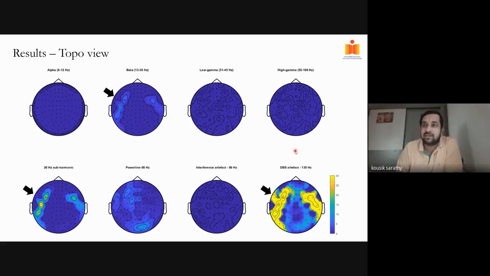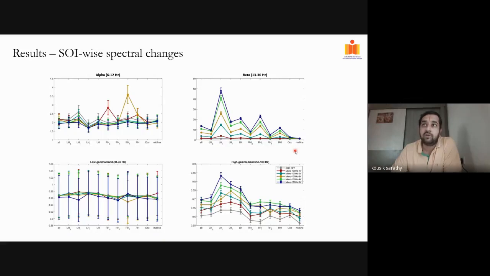Right? So these are interesting because now it is giving us tools with which we can probe whether the signal that we have got is actually an artifact or not. And we also looked at how the artifacts are distributed in various frequency bands. So you have the alpha, beta, low gamma, and the high gamma band. These are typical bands that we use.